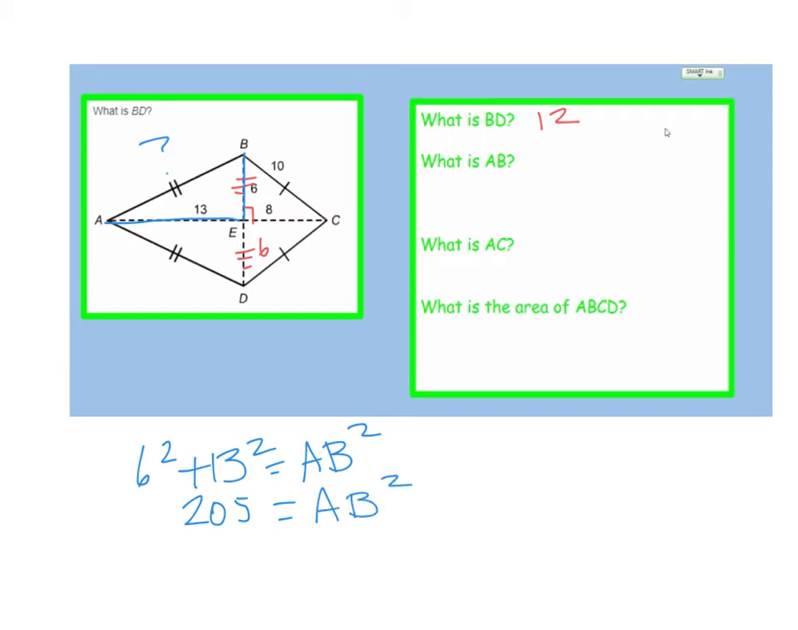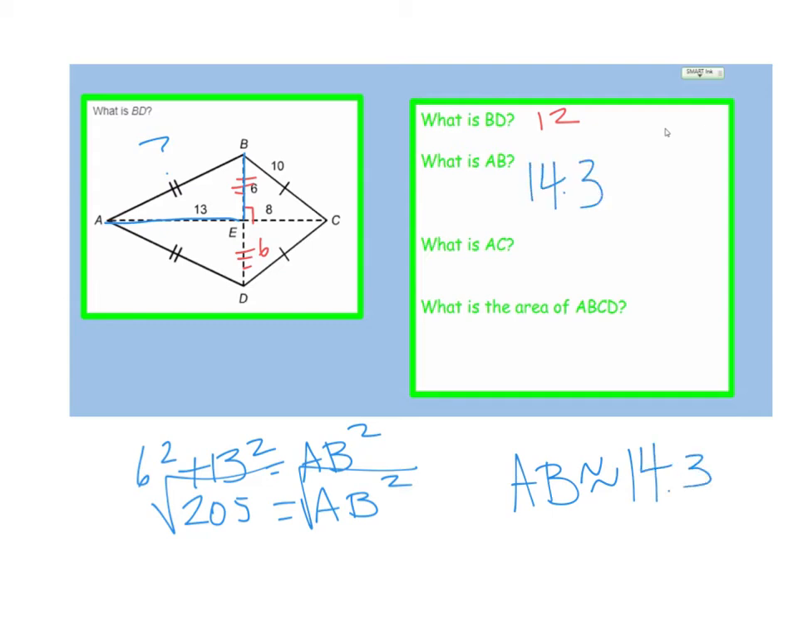Now, we're looking at a length. In your life, has anybody ever said, the length of that line is radical 205? No, people don't talk in radicals. So when we take the square root of both sides here, we are going to take the square root of 205. We are not going to use radicals to approximate that, or to make it exact. We are going to approximate that. So AB is going to be approximately equal to 14.3. Questions on that one?